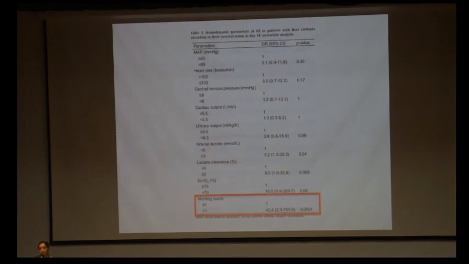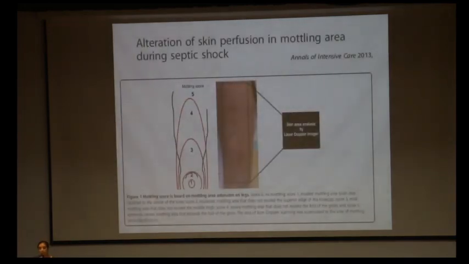Okay, so out of all the parameters, the best parameter which indicated survival in these patients was the Mottling score. None of the macro parameters, that is the mean arterial pressure, the heart rate, the CVP or the cardiac output, were predictors of 14-day survival. Arterial lactate and lactate clearance came close to significance, but the best was the Mottling score. I will tell you in brief about what the Mottling score is.